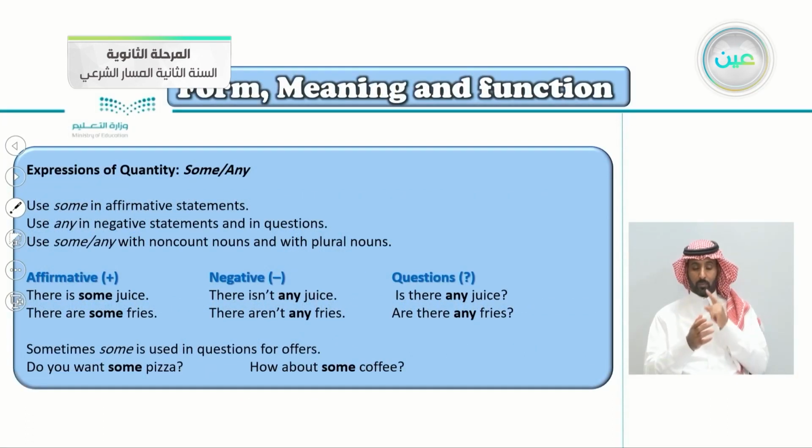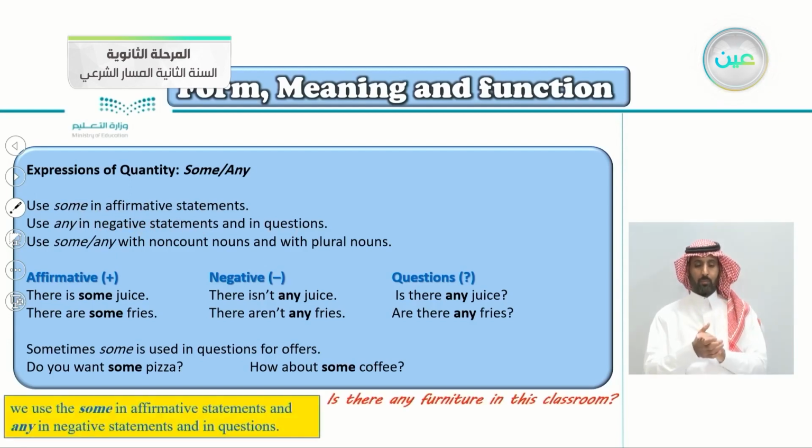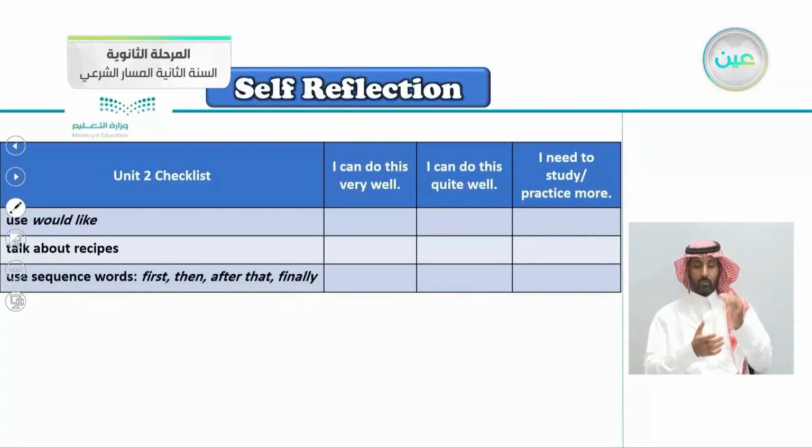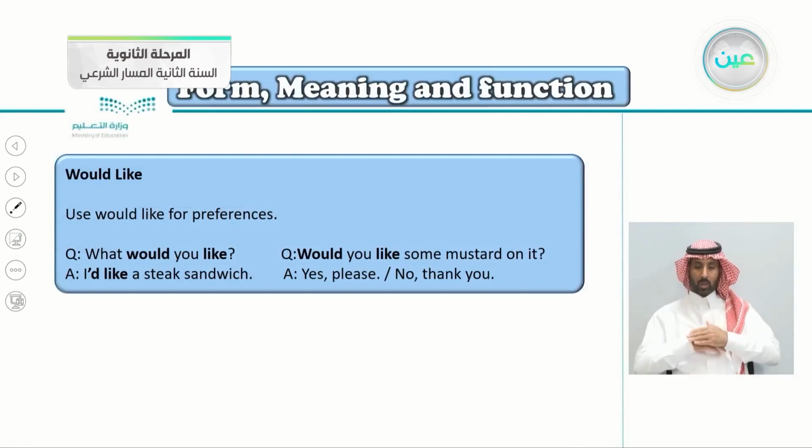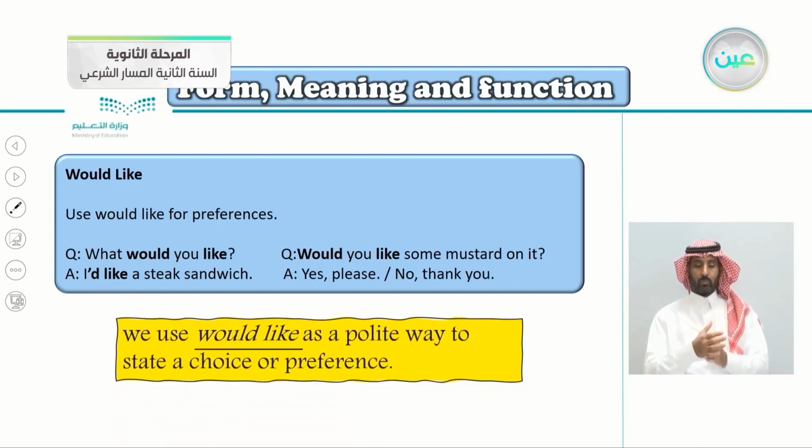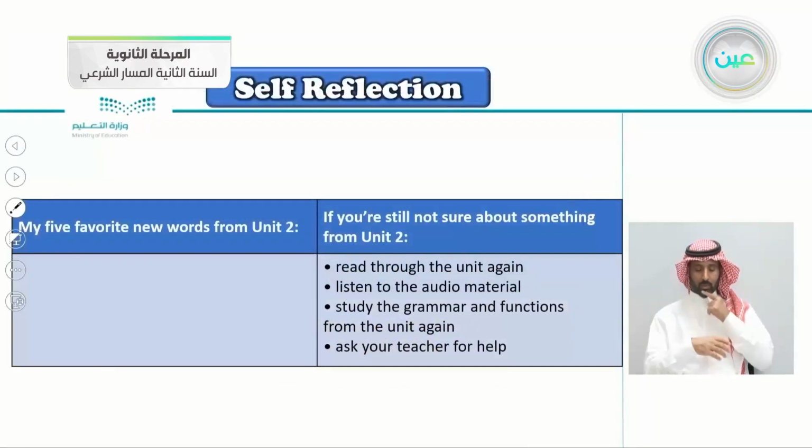The expressions of quantity: some or any. If you remember, some comes with affirmative statements. Any comes with negative statements and also with questions. Also here, the use of would like. If you remember, it's a polite way to ask for a preference. I would like some water. I'd like some milk. What would you like? This is a question form here. Would you like some mustard on it? And so on. And as I mentioned, would like is a polite way to state a choice or a preference.